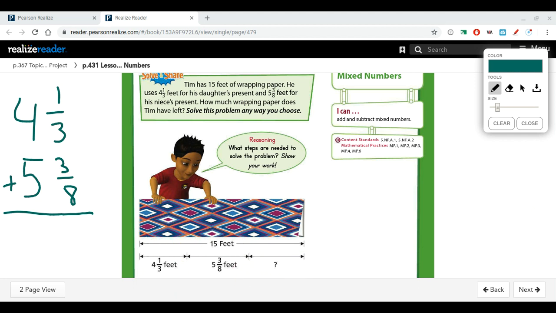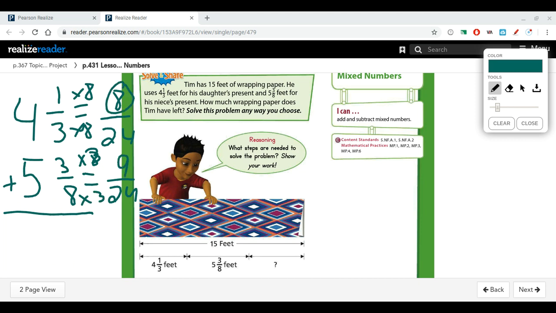The first thing I'm going to do is find the lowest common denominator. The lowest common denominator is going to be 24. To get to 24, I multiply 3 by 8, so 3 times 8 is 24. I multiply by 8 on the top as well, so I end up with 8 24ths. Then I have 3 times 3, because I multiplied 8 times 3, so 3 times 3 is 9. I add 8 and 9 together and get 17 24ths. Then 4 added to 5 is 9.